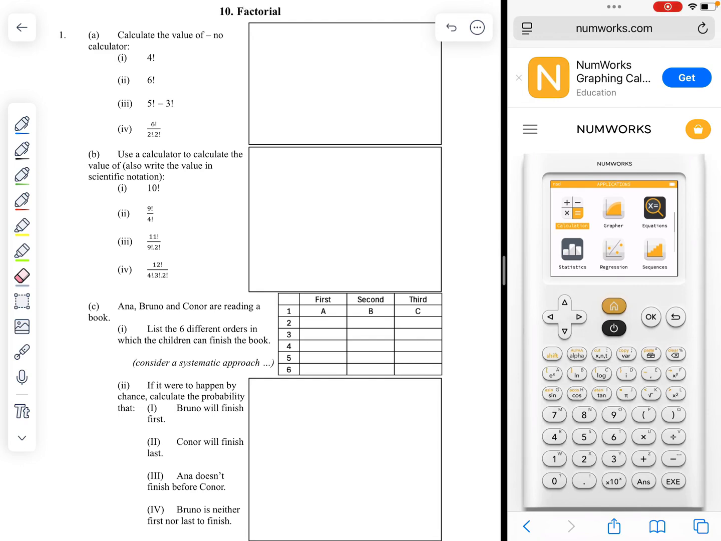Question 1. Calculate the value of, without a calculator, part 1, 4 factorial. 4 with an exclamation mark. So we have 4 factorial, which is 4 times 3 times 2 times 1. 4 times 3 is 12, times 2 is 24, times 1 is 24.